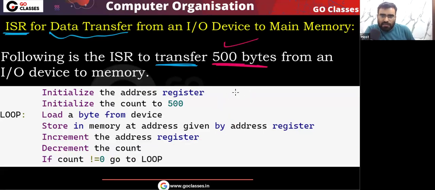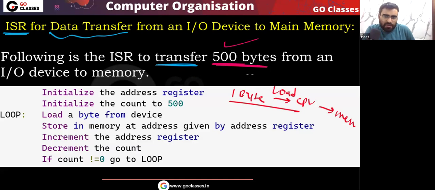This one byte will go to the CPU, and from the CPU it will go to the main memory. The CPU will load this data from the IO device to the CPU register, and then the CPU will store this data to the main memory. You can see that load will happen. CPU will load from the device. CPU is loading a byte from the device.